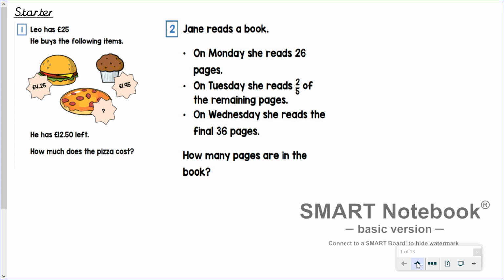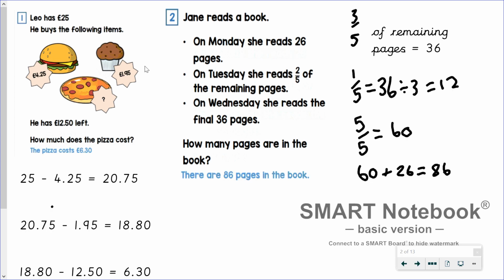Right, let's move it on then. The first one, Leo has £25. He buys the following items. He buys a burger for £4.25. He buys a muffin for £1.95. He buys a pizza for an unspecified amount, and he has £12.50 left. We need to use how much he's got left to work out how much the pizza costs.